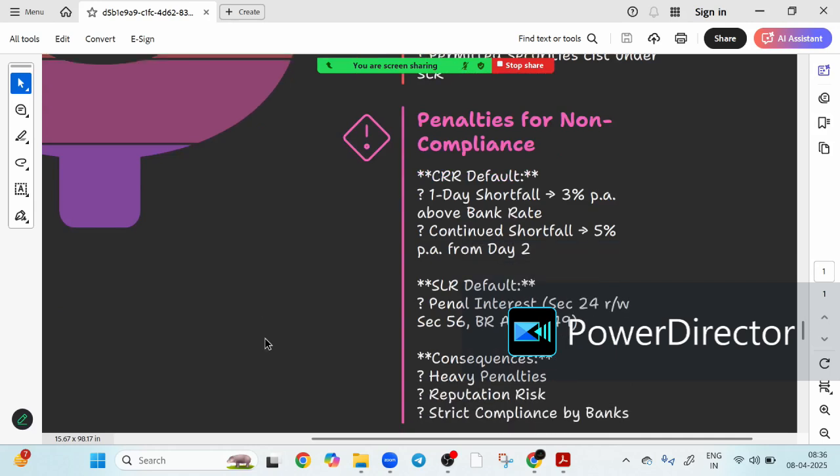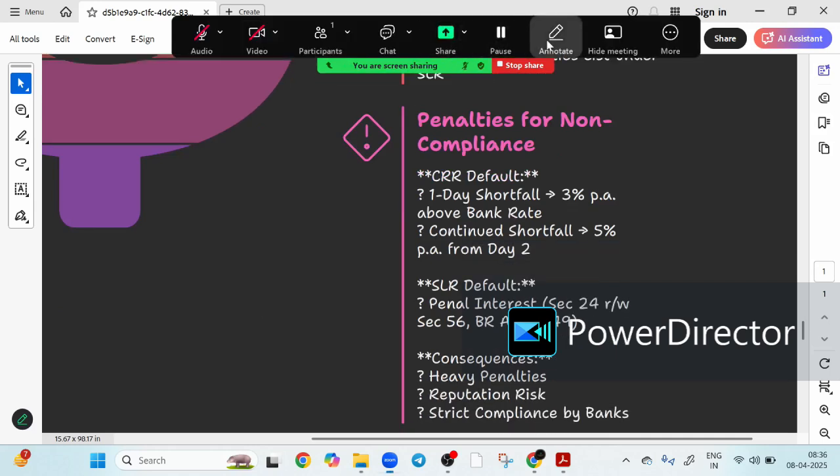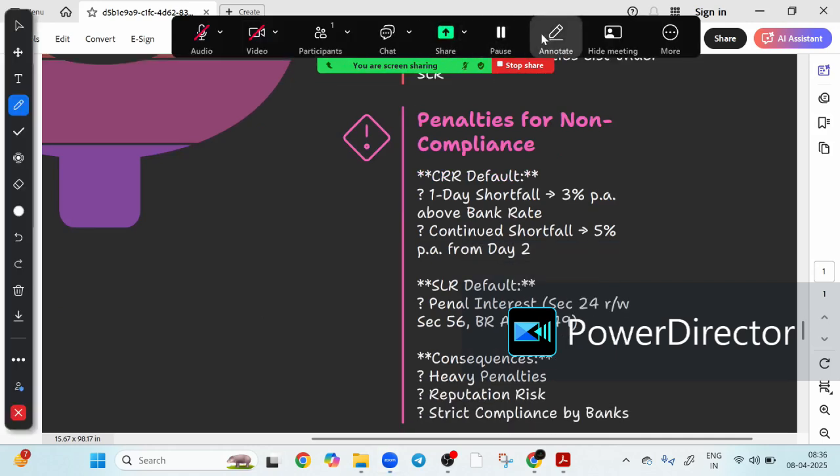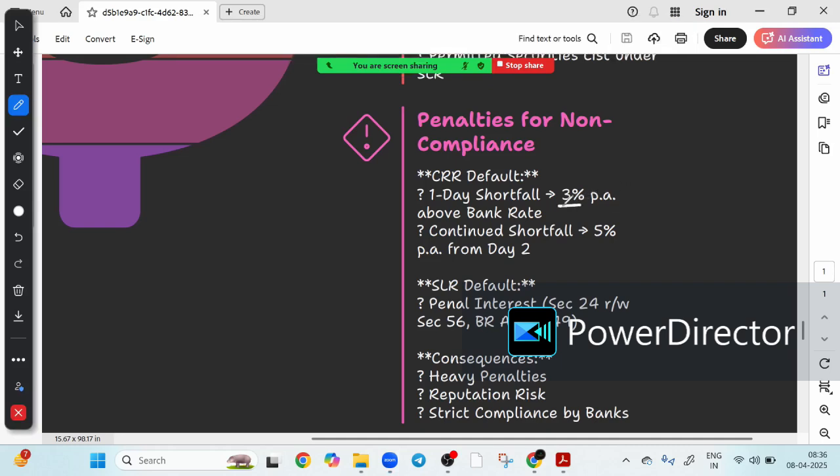So some heavy penalties are there. As you can see, if it is a first day default, the penal interest rate is 3% above the bank rate. First day shortfall, 3% above the bank rate, and if a subsequent day default happens, it jumps to 5% from day number 2, right? Plus RBI may disallow further branch expansion, cancel the license or take strict supervisory action, right?